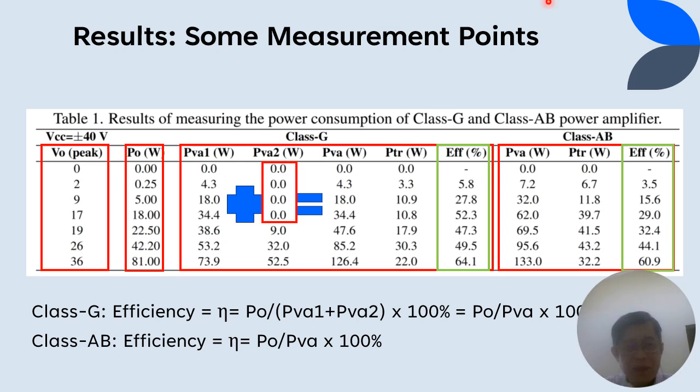because this means that the high voltage source is always deactivated. As in column PV2, class G will always deactivate the high voltage when the signal is less than its reference voltage, which in this case is 18 volts. In other words, the power is only drawn from the low voltage source, which is close to the output voltage. Therefore, the efficiency of class G is always greater than that of class AB, which always maintains the high voltage source.